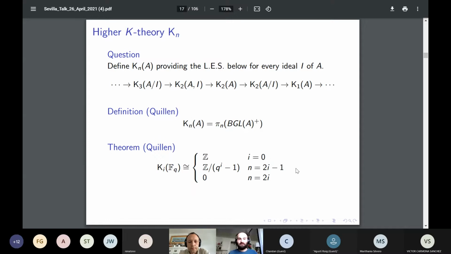After this, Coulomb makes several algebraic K-theory computations. One of the important ones is that he computes algebraic K-theory groups of finite fields. And I just showed the final result of that computation here. Actually, Coulomb wins the Fields Medal for his definition of algebraic K-theory and for his computations.